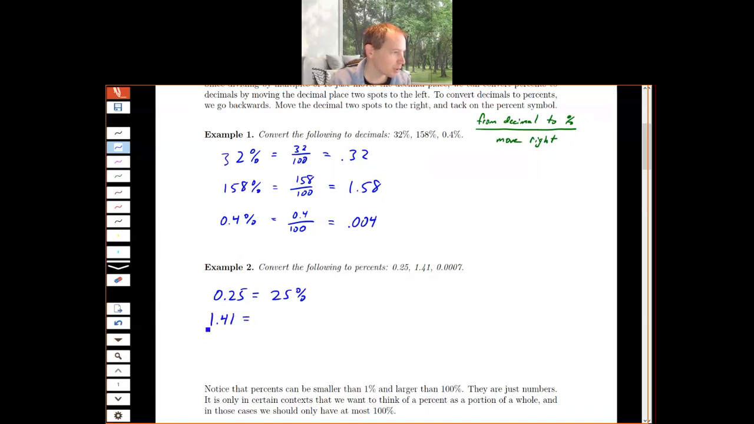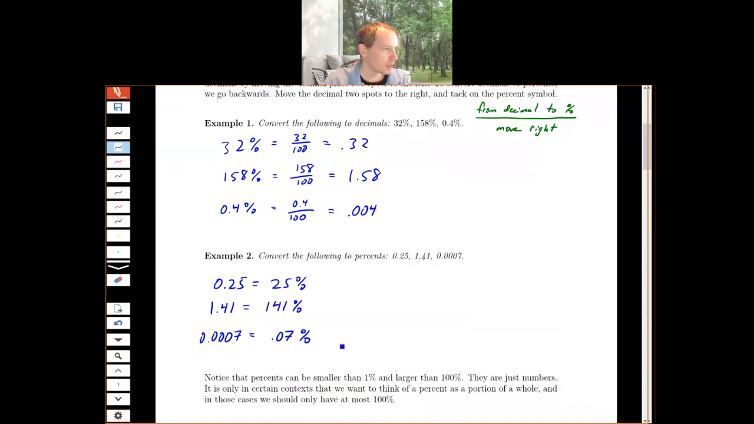1.41, I move the decimal place right 2 places, and I get 141%. And 0.0007, if I move the decimal place right 2 places, I get 0.07%.